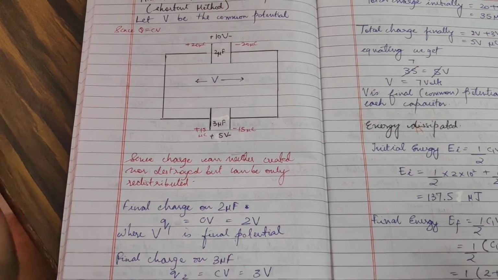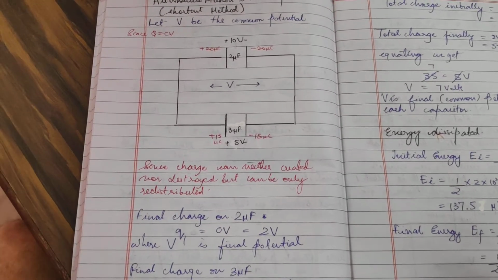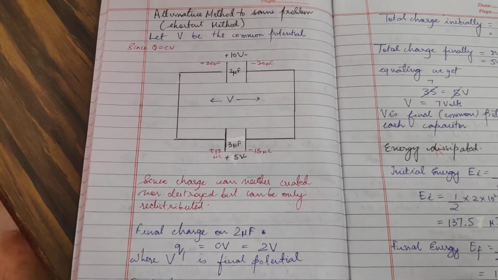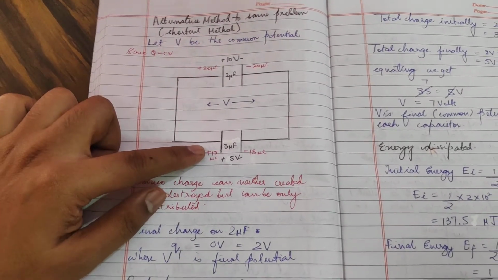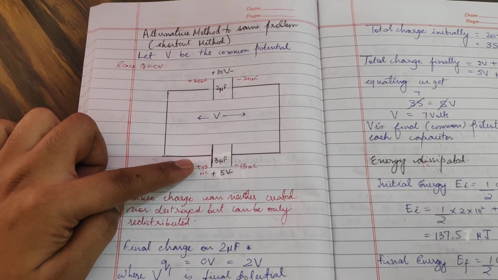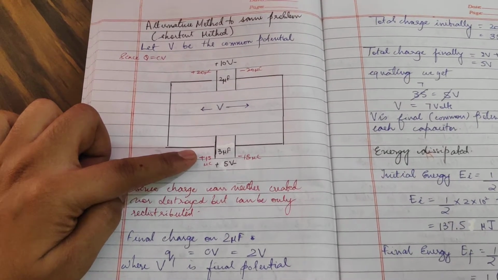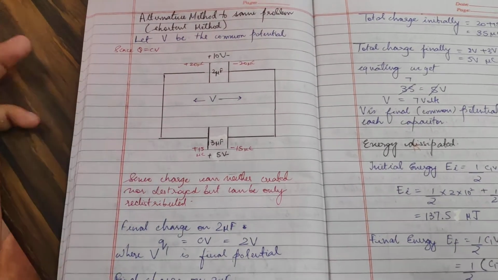So what we are going to do is equate the charge final and the charge initial. So if you see that the total charge on the positive plates is 20 and 15, the total charge becomes plus 35 microcoulomb on the positive plate. Okay, and what will be the later charge?